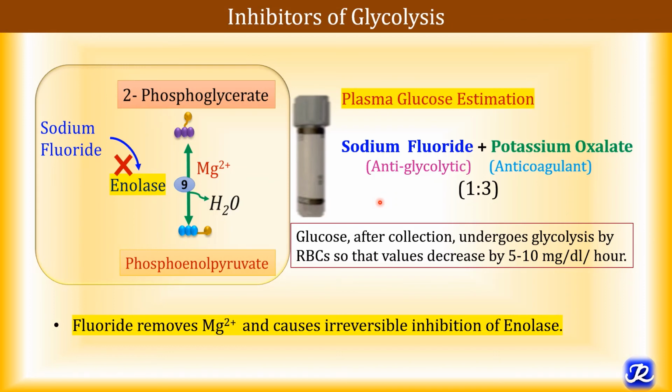Because if we don't add it, the glucose after collection undergoes glycolysis by RBC, so that the glucose value decreases by 5 to 10 milligram per deciliter per hour. So we will then get falsely low values, and that's why, to maintain the glucose concentration in the blood, we need an anti-glycolytic agent, that is sodium fluoride, which will prevent glycolysis by RBC. So sodium fluoride is anti-glycolytic, and potassium oxalate, which is there in this tube, is an anticoagulant.